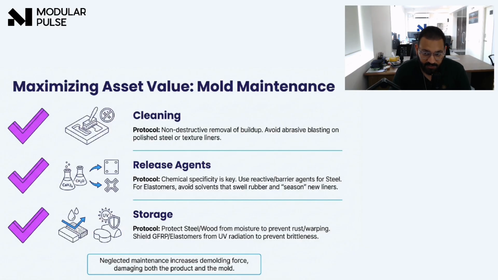We walked into a plant recently that was complaining about their polyurethane liners warping after 20 casts. They thought the liner was defective. We checked the release agent. It was a petroleum-based product that was chemically attacking the rubber, making it swell. We simply switched them to a vegetable-based barrier-style release agent. The swelling stopped immediately, and those same liners are now running past 200 casts. That one chemical tweak saved them about 6 lakhs in replacement tooling.